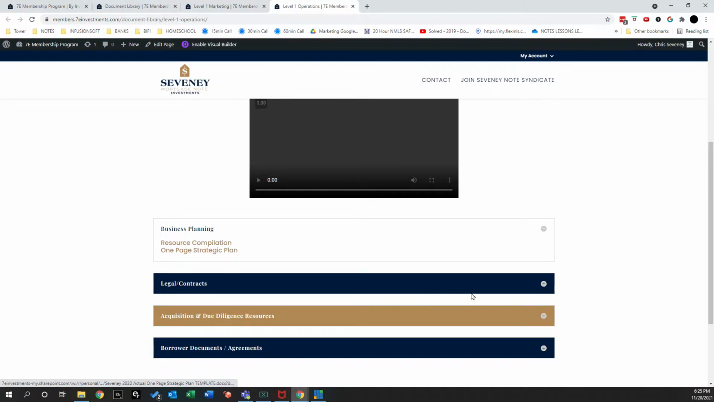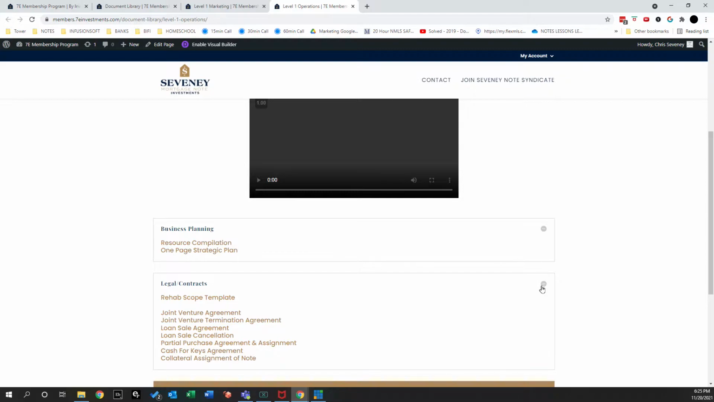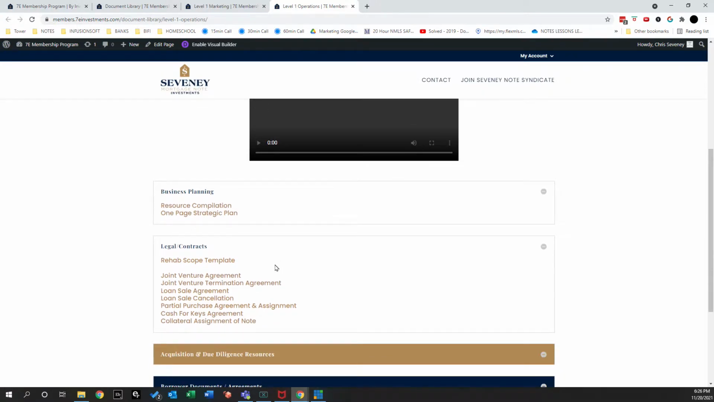We also have a one-page strategic plan in there, which comes from Gino Wickman's book Traction, that gives instruction on how to fill it out and really focus on working backwards into creating your business plan for the following year. Next, we have legal contracts. We have a rehab scope of work template for those looking to do rehabs if they take a property back.